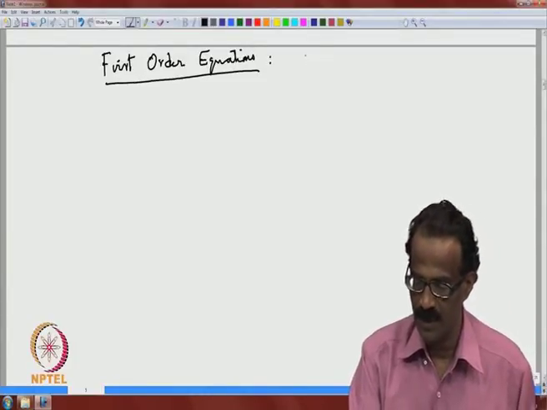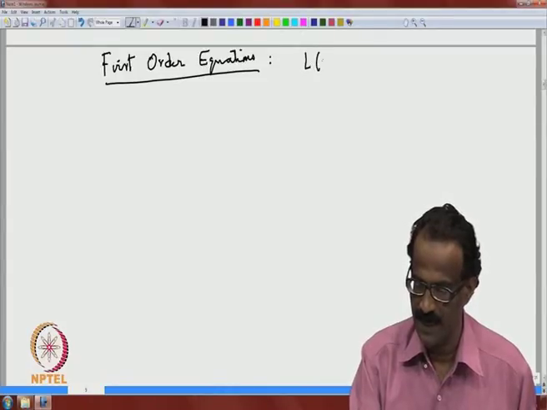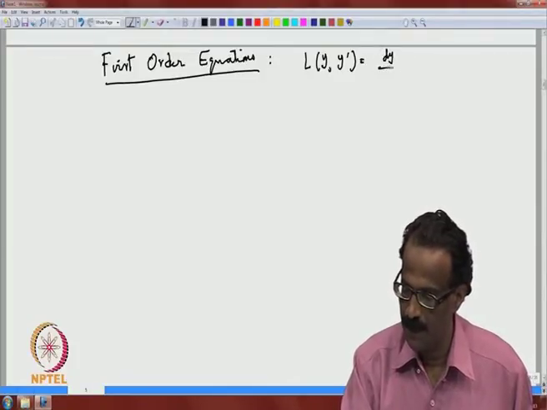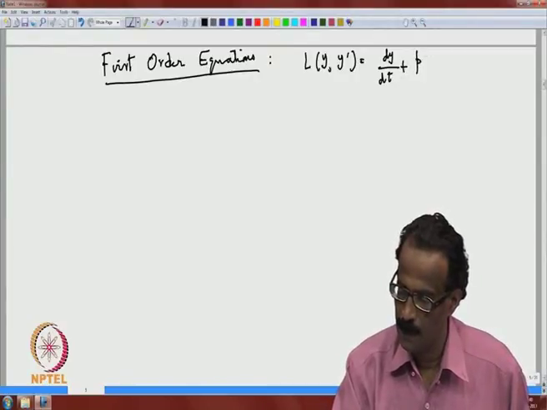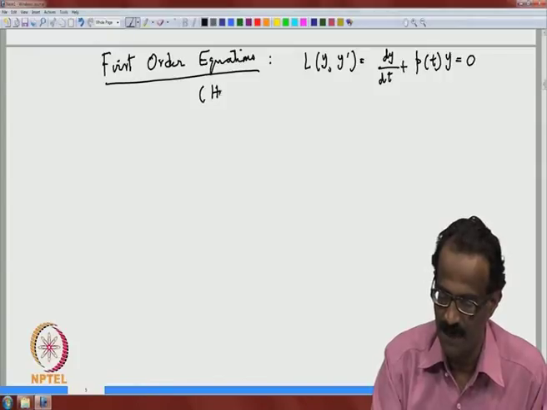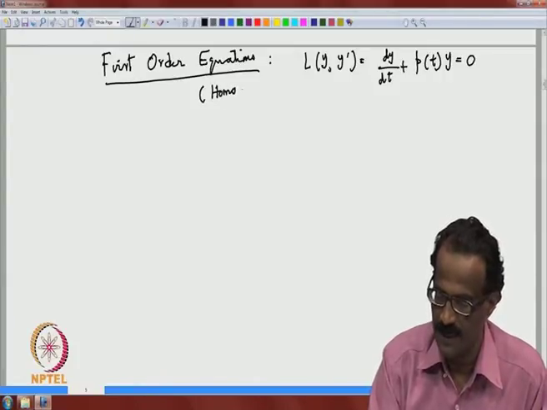So, this is our equation. For simplicity, I write it as L of y prime is equal to dy by dt plus p(t)y is equal to 0. So, let me start with the homogeneous case, then we will come to the non-homogeneous case.